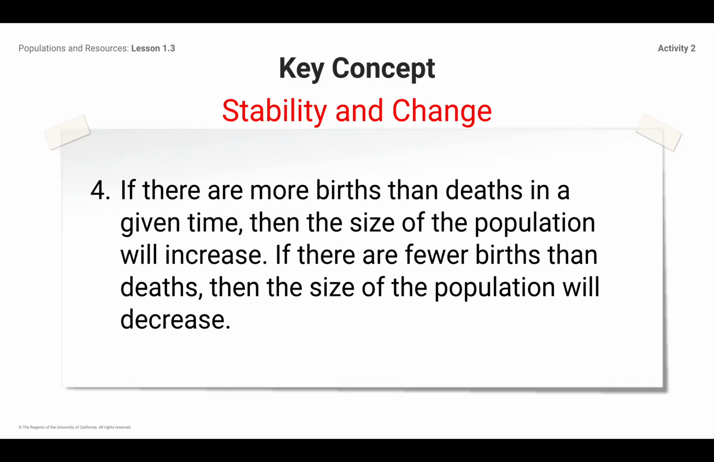And then key concept number 4 states, if there are more births than deaths in a given time, then the size of the population will increase. If there are fewer births than deaths, then the size of the population will decrease. So this is highlighting how a population can change.